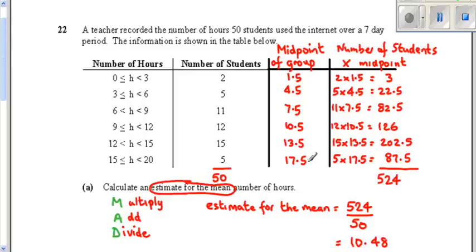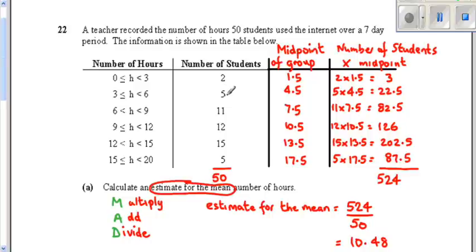Then the way to work out the mean from these tables is that you're going to multiply, add, and then divide. So remember MAD. The first multiply here is multiply the frequency by the midpoint, which is 2 times 1.5 is 3.